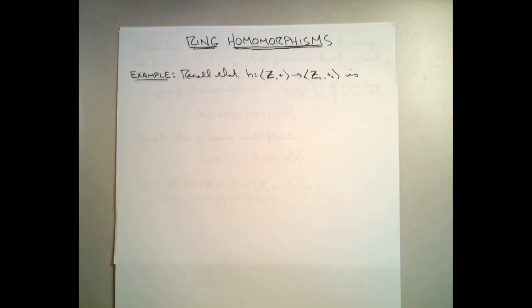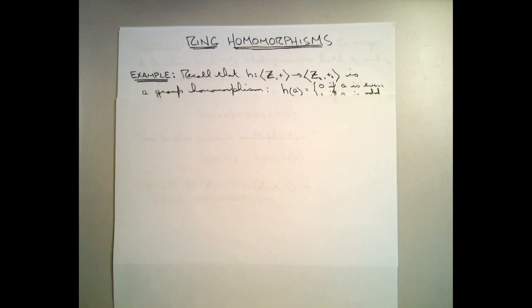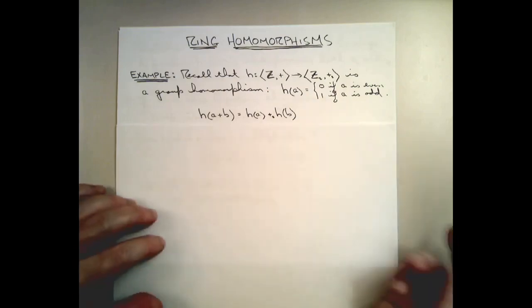We're going to start with an example, and it's a familiar one that we've looked at before in the context of groups. I want to recall the function that we had introduced several videos back, a function h that's going from the integers under addition to Z2 under mod 2 arithmetic. And we notice that this function that I have defined here is in fact a group homomorphism. And just to refresh your memory a little bit, we went through several cases.